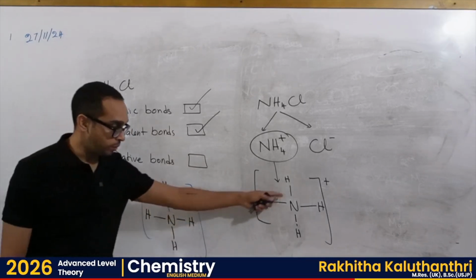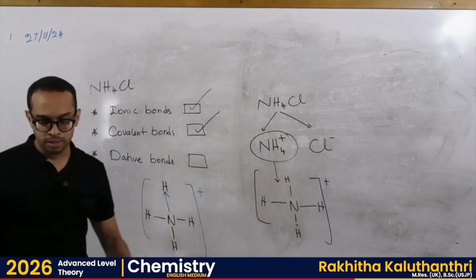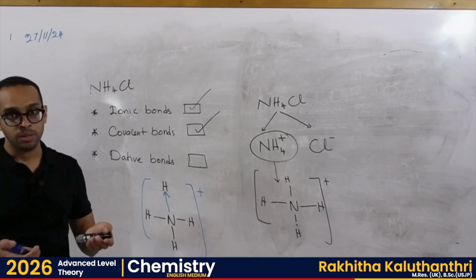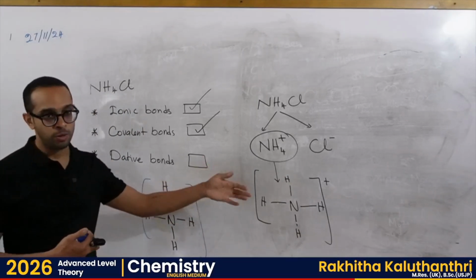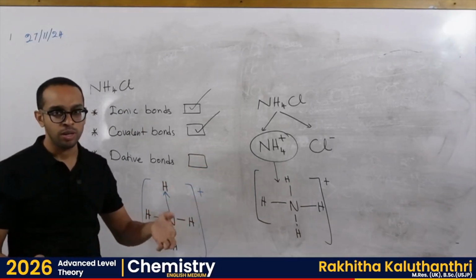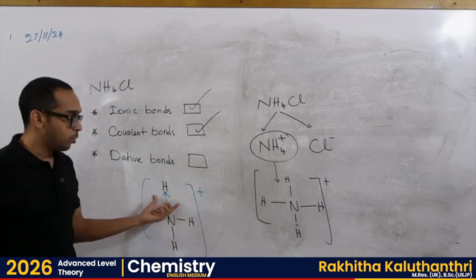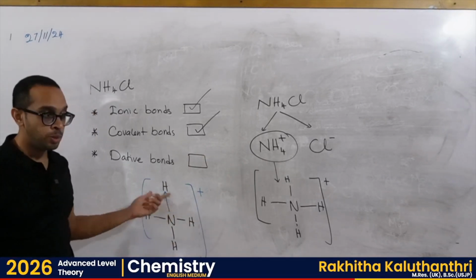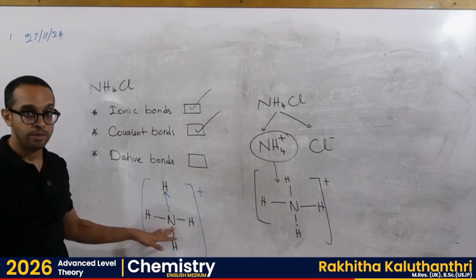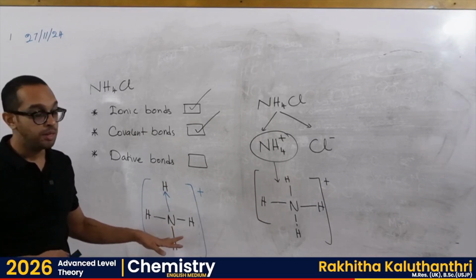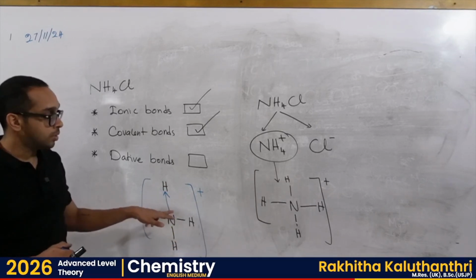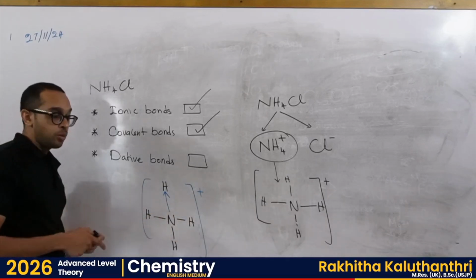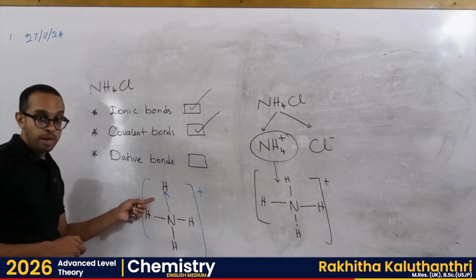We can write it like this also, without an arrow, because after the dative bond is formed, it appears as if it is any other bond. Once the dative bond is formed, we can't figure out whether it's a dative bond or not. But we know that ammonium ions are formed due to the formation of a dative bond between H plus and ammonia, which we learned under dative bonds. So definitely you need to know ammonia donates a lone pair to form an ammonium ion.